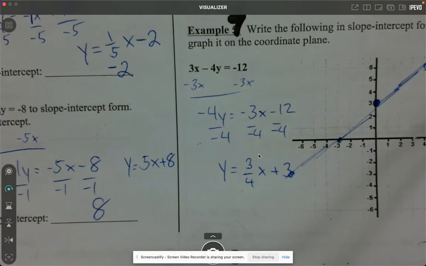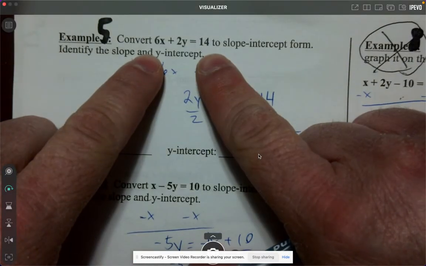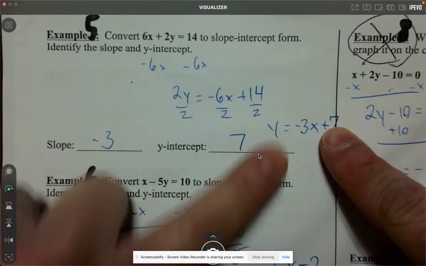So hopefully now you're able to convert things that are not in standard form. Again, standard form looking like this, and change it to the way we used to graph and get information, which is slope intercept form.